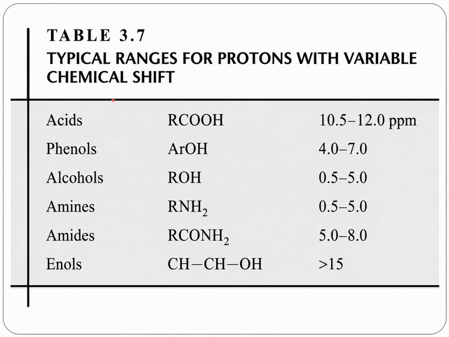Okay, so these are typical ranges for protons with variable chemical shift. You can see here that the variable chemical shift for enol will also be very downfield, because it contains a hydroxyl and also some alkene pi system.